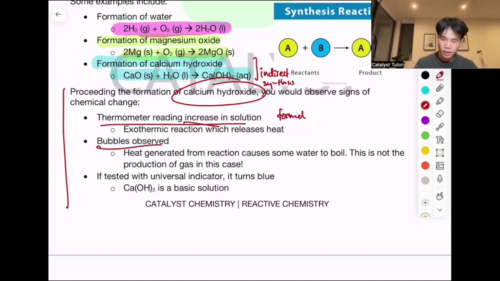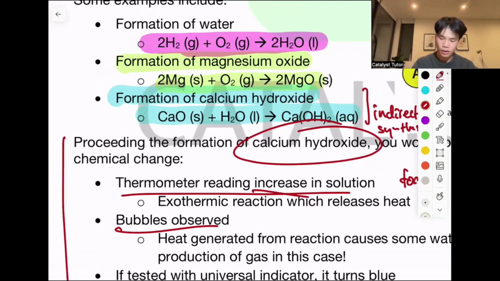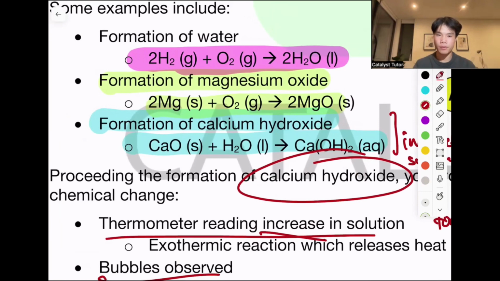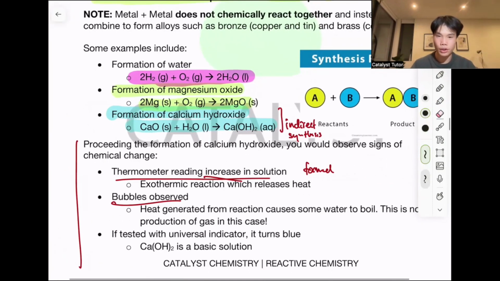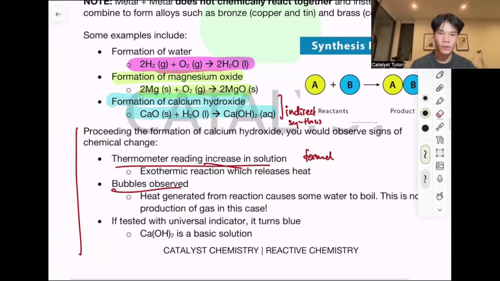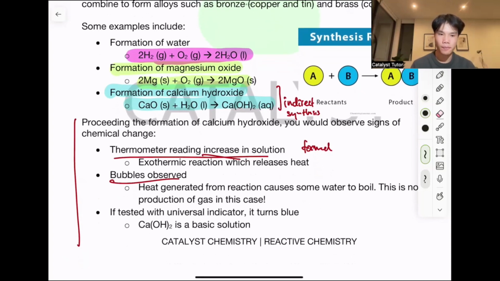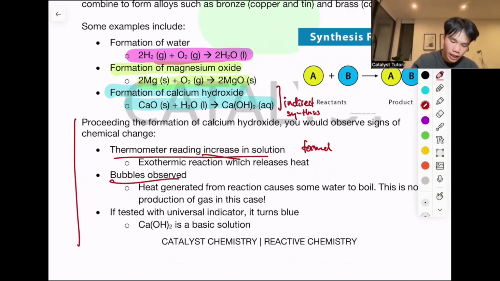Second sign, you might see bubbles, but in this reaction, do we expect to see bubbles? We shouldn't, if it was just these things, because all we have is the formation of an aqueous salt. So when we see bubbles in this reaction, it's not because of the reaction, it's because we have actually caused some of the water to boil. That may happen as well because of the heat we released. So always be careful that indicators are not necessarily 100% true indicators of chemical change. And the last one just shows that calcium hydroxide is a basic solution. We don't really need to know that for now.